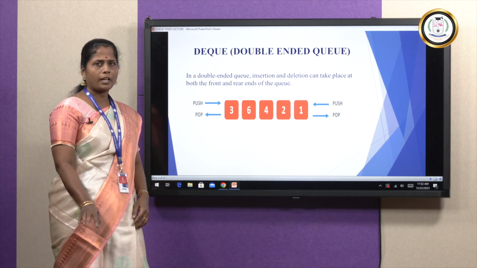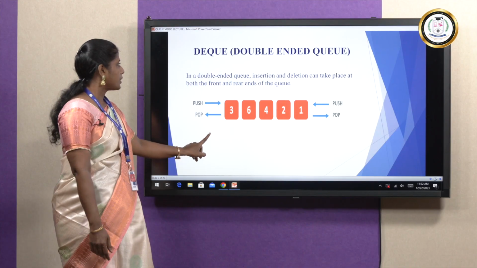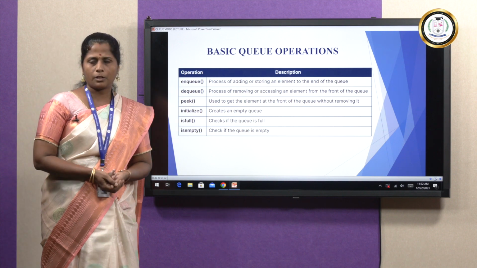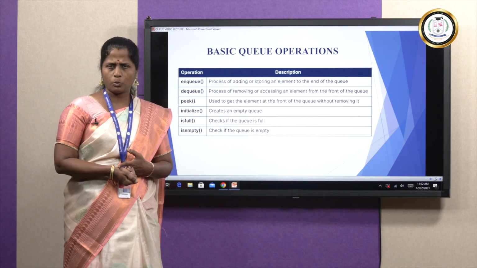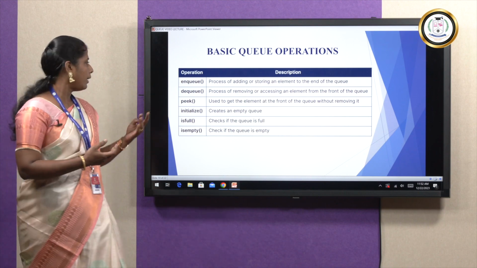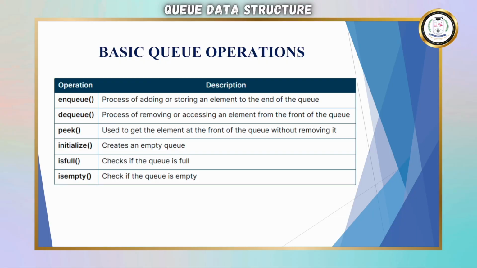So these are the four types of queue in data structure, and these are some of the basic queue operations. Basically, we will insert an element in a queue, we will delete an element from a queue, and we can see what elements are there in a queue, and we can create a queue, or we can check whether our queue is empty or whether our queue is full.